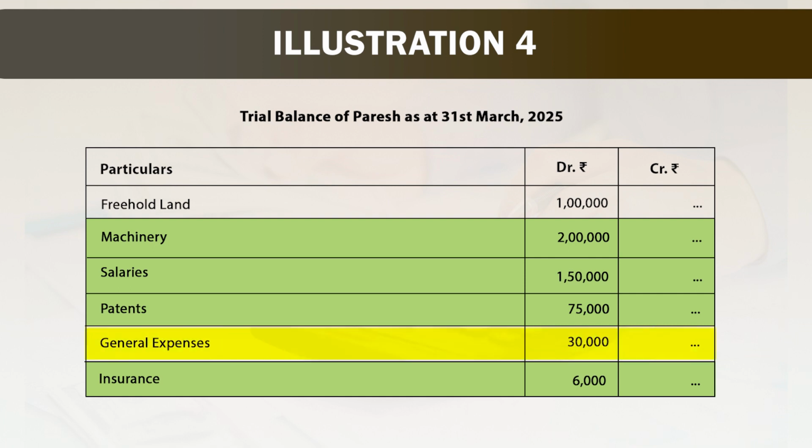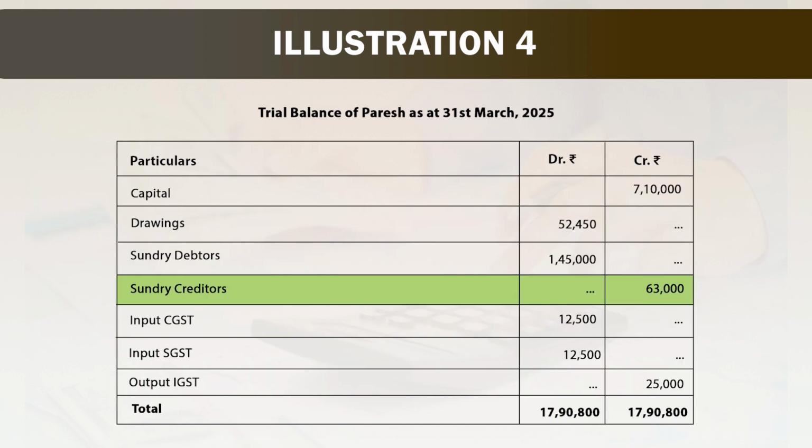Then we have general expenses of rupees 30,000, this is an item of our profit and loss account debit side. Insurance here 6,000 rupees, having one adjustment, it is a revenue expense, so it would appear on the debit side of profit and loss account. Friends, capital we have 7,10,000 in the balance sheet liability side. Drawings 52,450 will be deducted from our capital in the balance sheet. Then we have debtors of rupees 1,45,000 and having adjustment on it, that we will see subsequently. Sundry creditors are given to us, 63,000, would appear in the balance sheet.